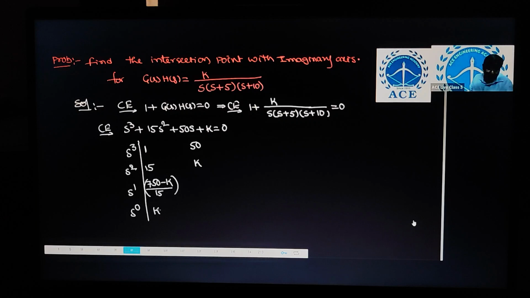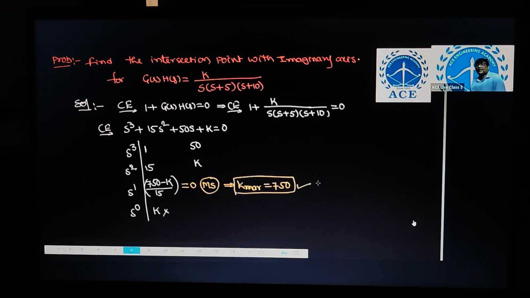Now tell, for k marginal, s power 0 not considered. So make this equal to 0, marginally stable. That means k marginal is 750. K marginal 750, it is positive. Our range of k is also 0 to infinity. In case k marginal is negative, the k range is 0 to infinity, so invalid. K marginal should be in the given range of k only.